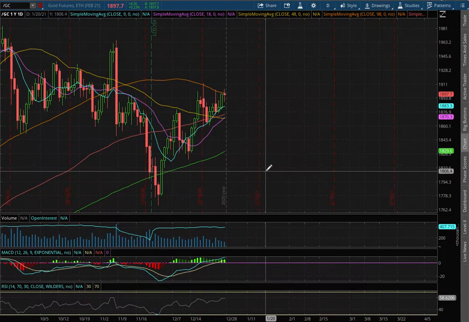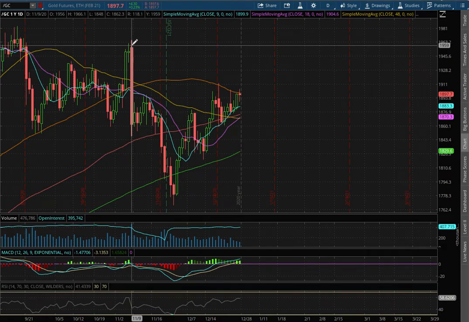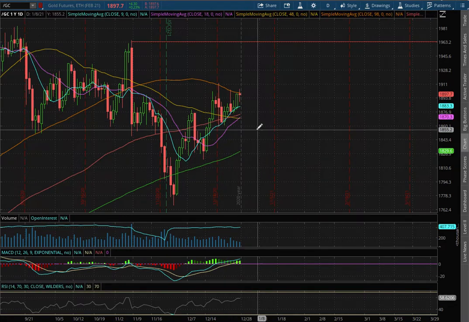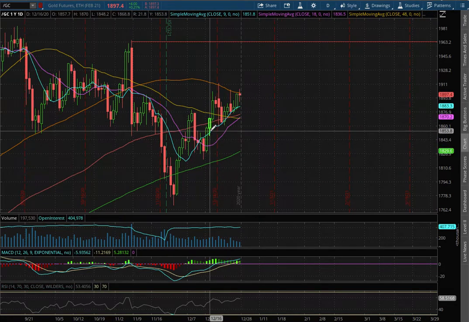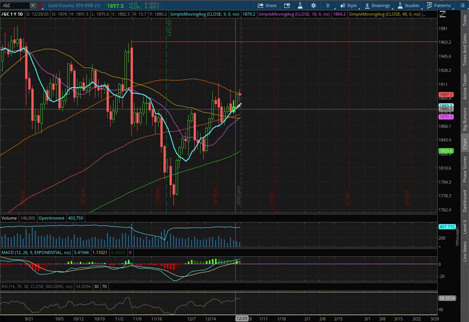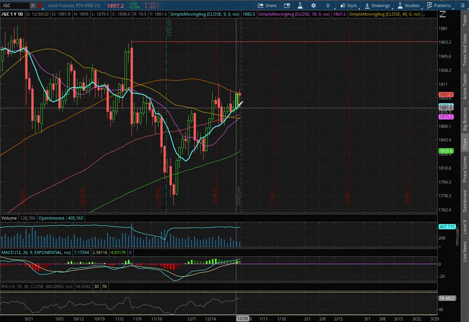As for resistance, that'll be where we encountered the highs back on November 9th at around a price of $1,963. And as for support, if we do reverse down lower, that'll be where we have the 9-day moving average, this blue line at the price of $1,883, which acted as support in the past and is indicated back from December 23rd all the way to December 30th.